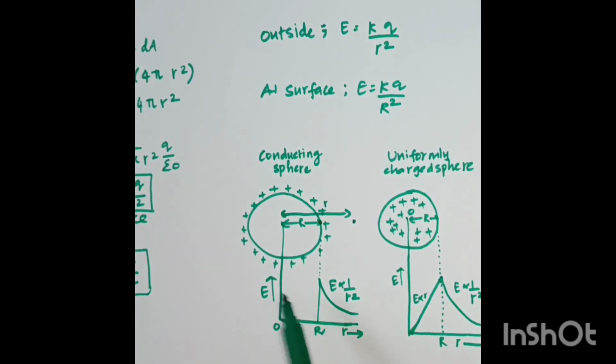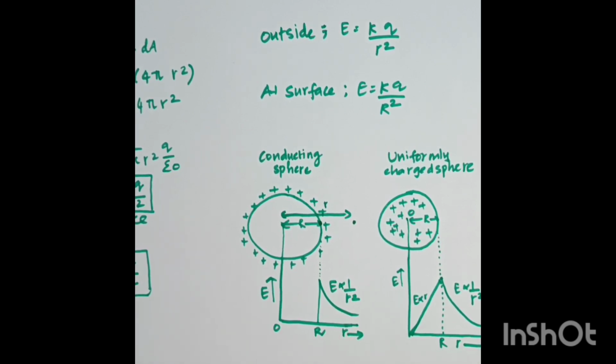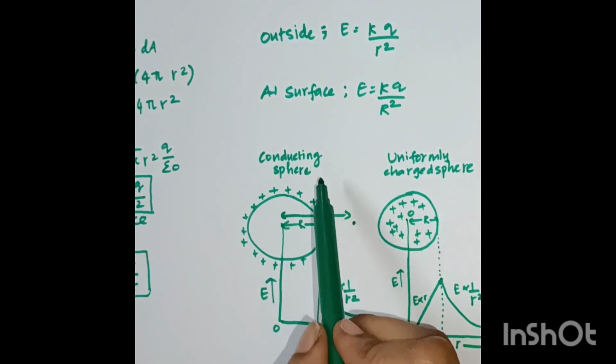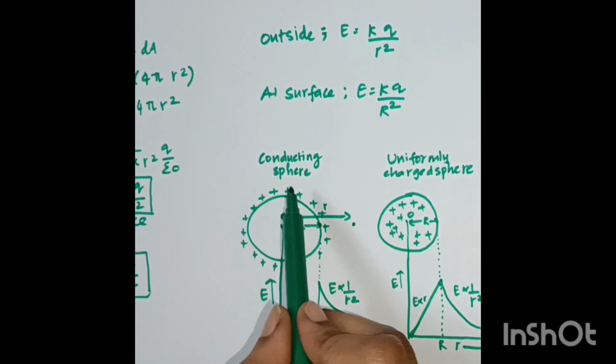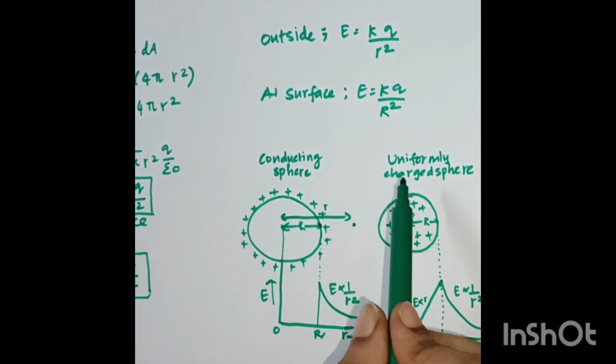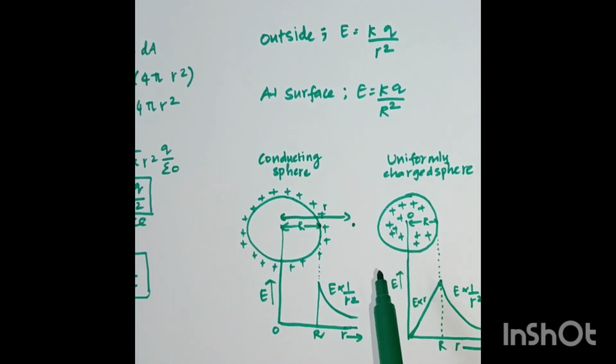Now we will see the graphical representation for electric field. Here we have a conducting sphere, that is a shell, where conducting means the charges will be distributed over the surface. Next we have a uniformly charged sphere, where the charges are uniformly distributed entirely in its volume. Now let us see the graphical way of representing.